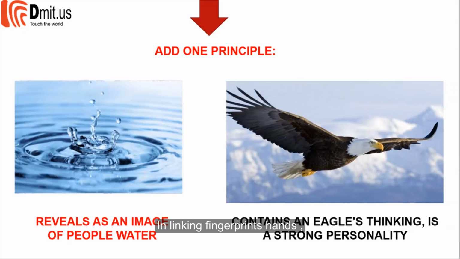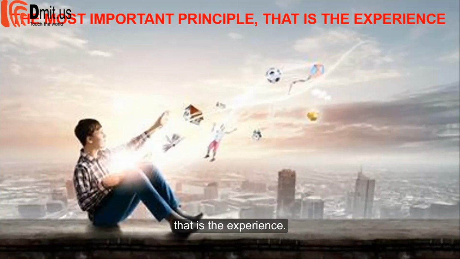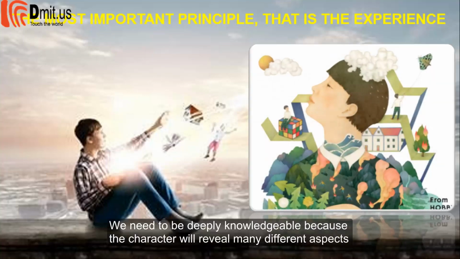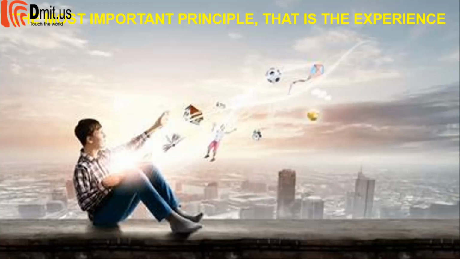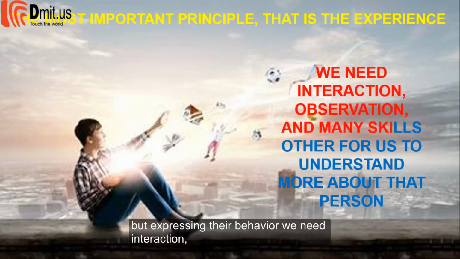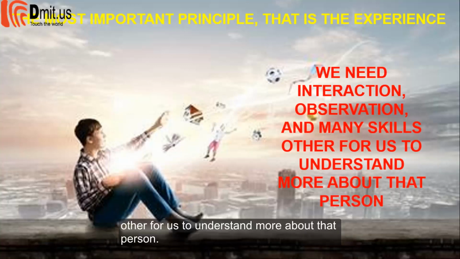In linking fingerprints on the hand to understand someone, I have to apply a lot of rules. The most important principle is experience. We need to be deeply knowledgeable because the character will reveal many different aspects, and with experience we will better understand that characteristic. When I observe a person, I will understand that the way they react is caused by this root, but to understand their behavior we need interaction, observation, and many other skills to understand more about that person.